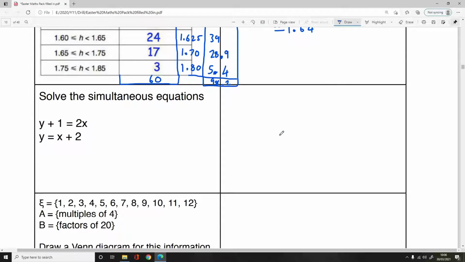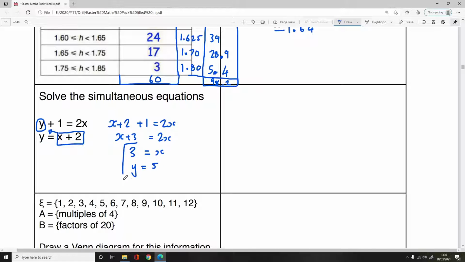Got a simultaneous equation here. There's a few ways you could look at this one. I think in my case, I would say, well, if y is x plus 2, then I can swap that in for the y that's over here. You could do a straight substitution, and that would give you x plus 2 plus 1 is 2x, x plus 3 is 2x, and then I could take away x from each side and get 3 is x, and then as y is x plus 2, I could also get that y is 5, and that would be done.